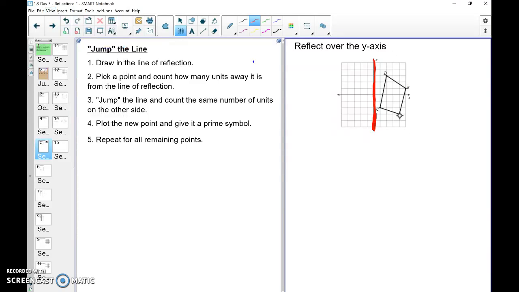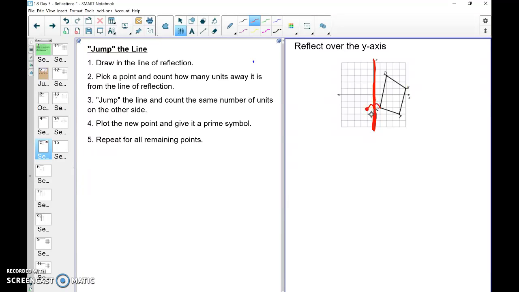All right, so next I'm going to pick a point and count how many units away it is from the line of reflection. So let's start with C. If I look at C, how far away is that from the line of reflection? Well, it's 1 unit away. Step 3 says jump the line and count the same number of units to the other side. So if I'm on my line, this is 1 unit away, this is 1 unit away. So you can even draw some little jumpy things like that.